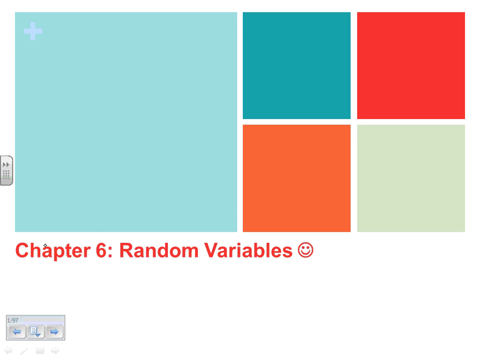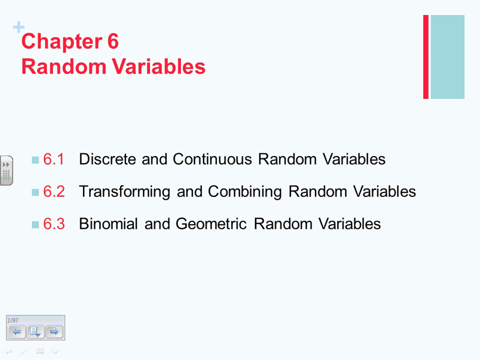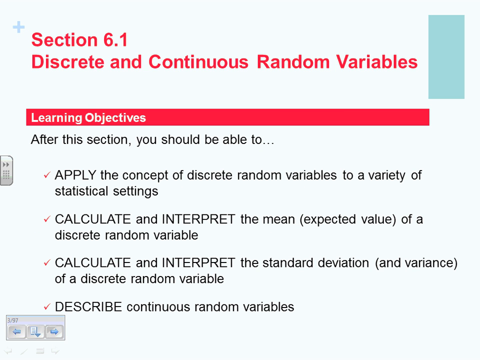All right, Module 6, you guys are doing great. Module 6 is going to be about random variables. We're going to have 3 different sections in this module, and today we're going to do section 6.1. After this section, you should be able to apply the concept of discrete random variables to a variety of statistical settings, calculate and interpret the mean of a discrete random variable, calculate and interpret the standard deviation and variance of a discrete random variable, and describe continuous random variables.